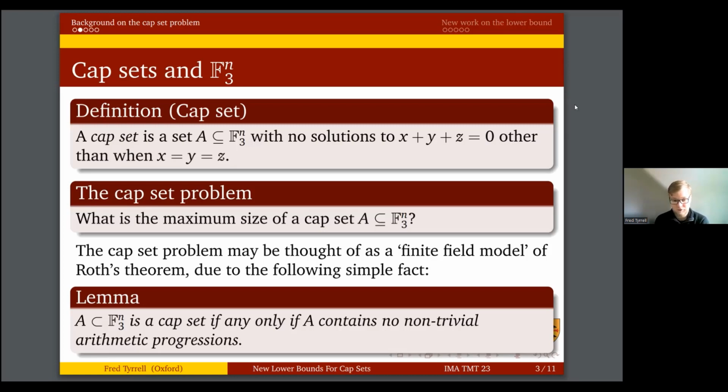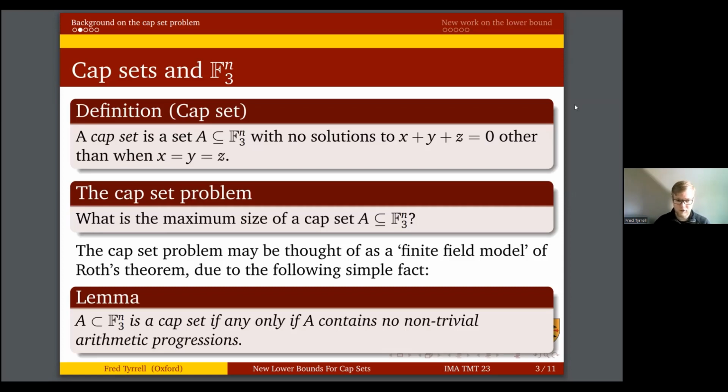Now, the reason that it sort of makes sense to ask it over a finite field versus over the integers is that often, working over a finite field like F3 to the n, we have a lot more tools at our disposal. In particular, F3 to the n is a vector space, so we can do linear algebra, and we can't do that in general over the integers. There's lots of extra technicalities that are introduced when we try and think about problems in the integers.